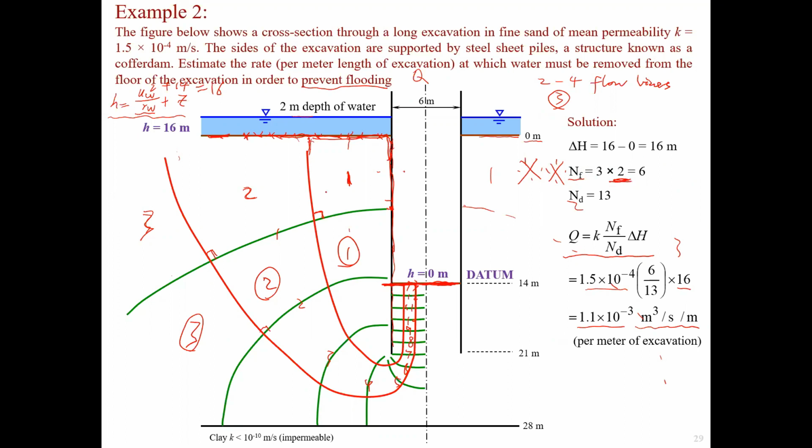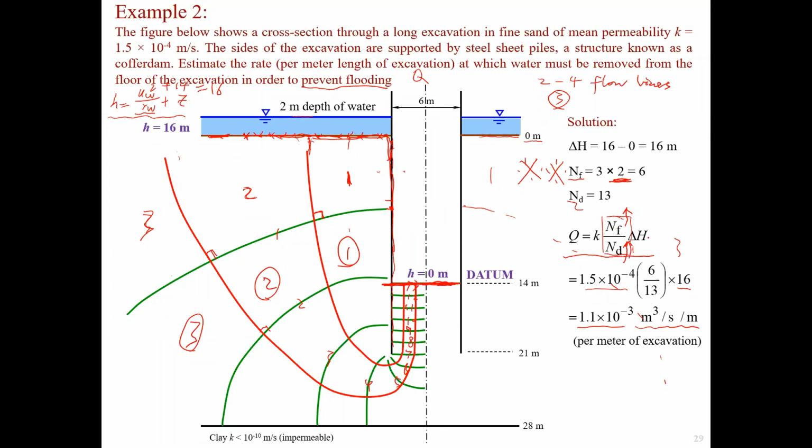Now I will show you why you have different flow lines, but your result will be the same. If you have more flow lines, then your number of flow tubes, NF, will increase. And because you have more flow lines and more equipotential lines, the number of head drops, ND, will increase as well. So eventually the ratio will cancel out. This NF over ND for the different types of flow lines, the ratio will be similar. So that's why you get the same or a similar answer.